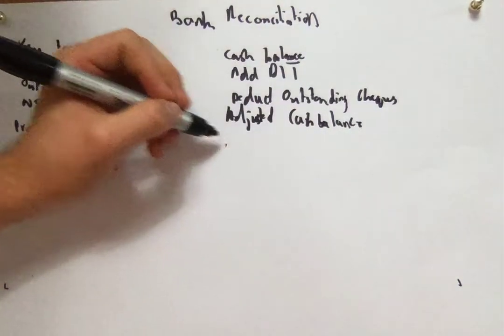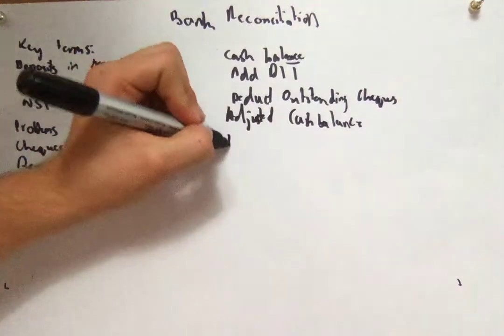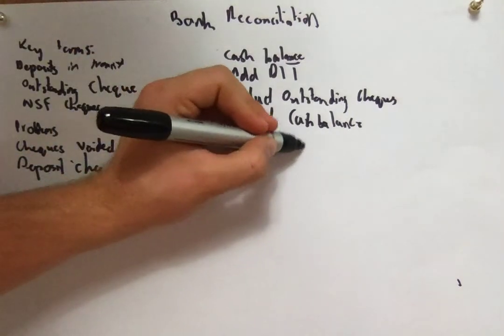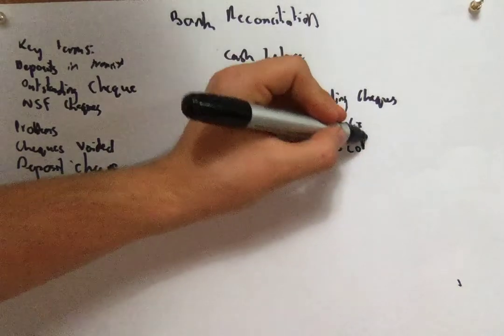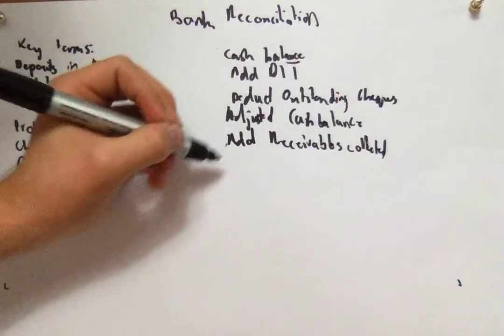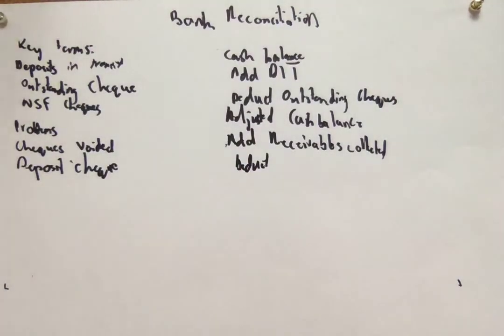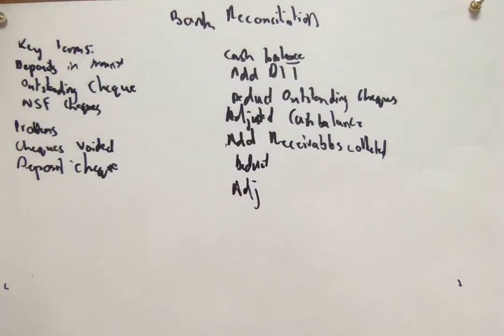The next is per the depositor's record. So in this, we add receivables collected and interest earned, and we deduct NSF checks, service charges, and errors. Then we record the adjusted balance. And that is how we complete a bank reconciliation.